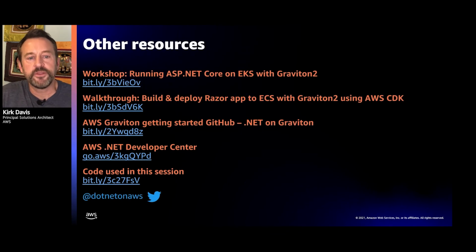So I wanted to wrap up with some other resources that we have that cover Graviton2. Some of these are workshops that you could go and do yourself if you want to learn how to use EKS with Graviton2, or use the AWS CDK to launch Razor apps with Graviton2 in Amazon ECS. We also have a Graviton2 Getting Started page in GitHub. There's a .NET page just for that. I would always encourage you to check out the AWS .NET Developer Center. All these URLs are on the page, so just pause the video and go check them out.